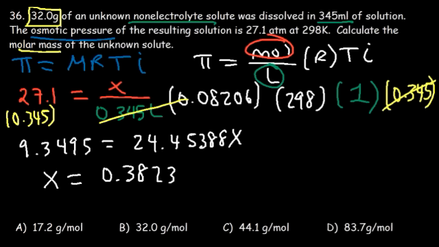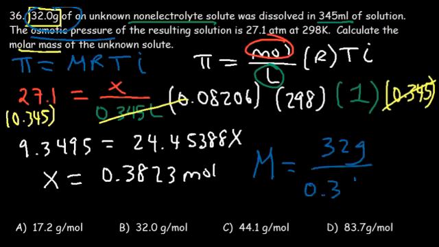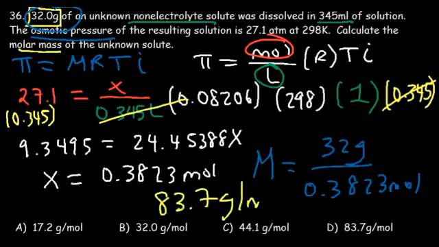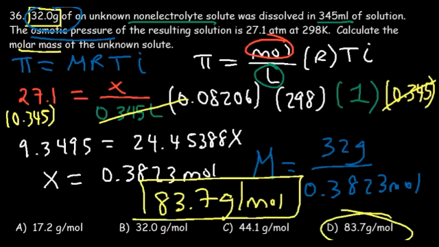0.3823 moles. Now, in order to find the molar mass, we need to take the grams, which is 32 grams, and divide it by the number of moles. And so we get 83.7 grams per mole. And that's it. So D is the right answer.